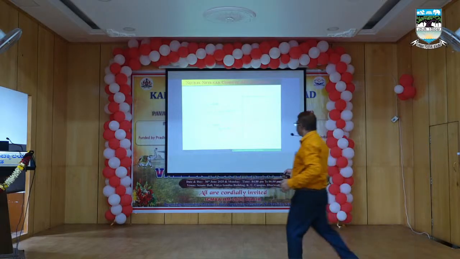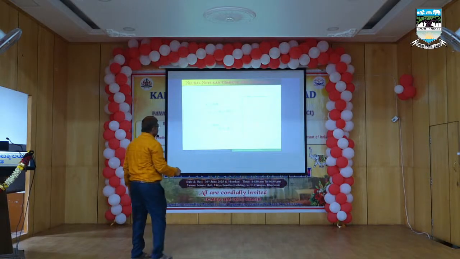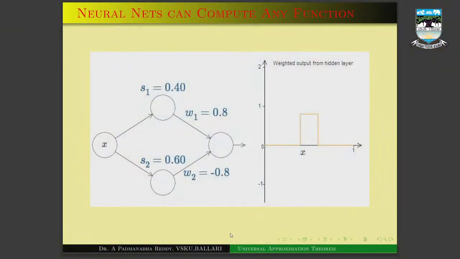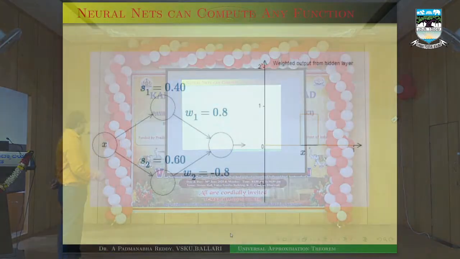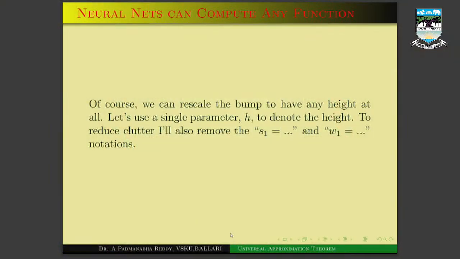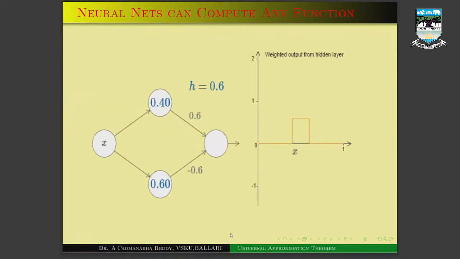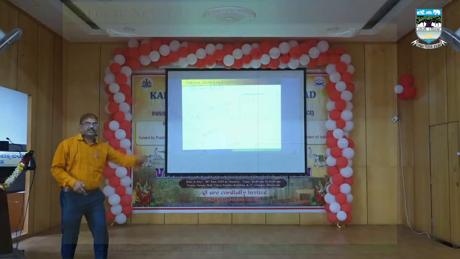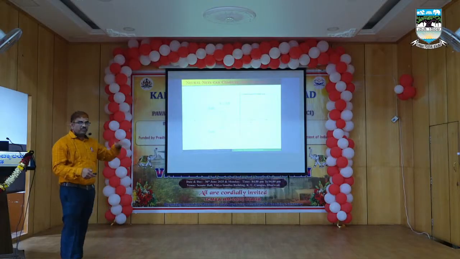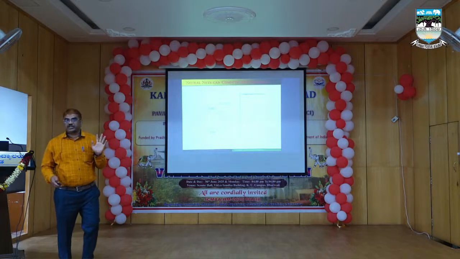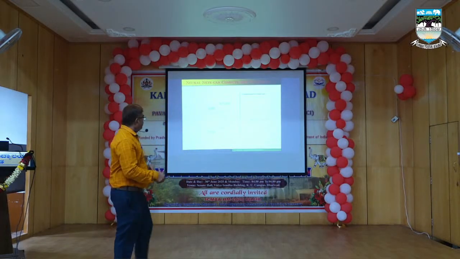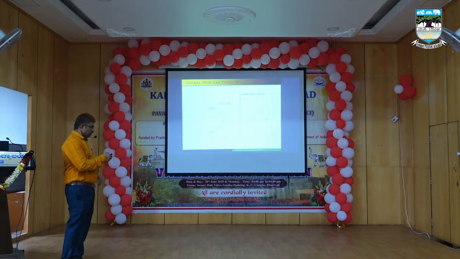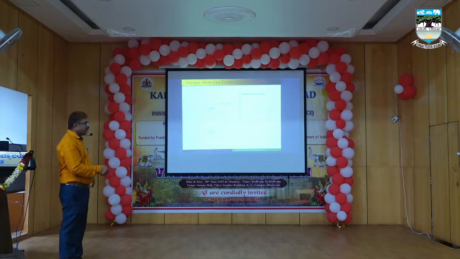Okay, good. See here where the bump occurs. Where does the bump occur? Between 0.4 and 0.6. So now s1 is 0.4 and w1 is like this. And what might be the bump height? Where the bump occurs and what is the bump height? Two parameters are what we are considering here. What is the height of the bump here? 0.6.